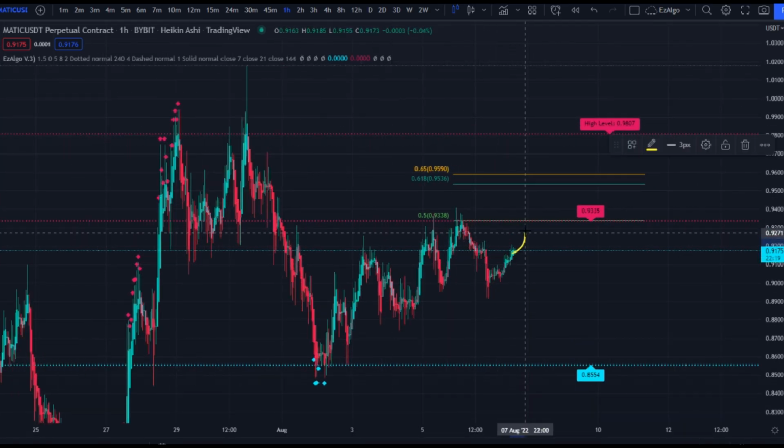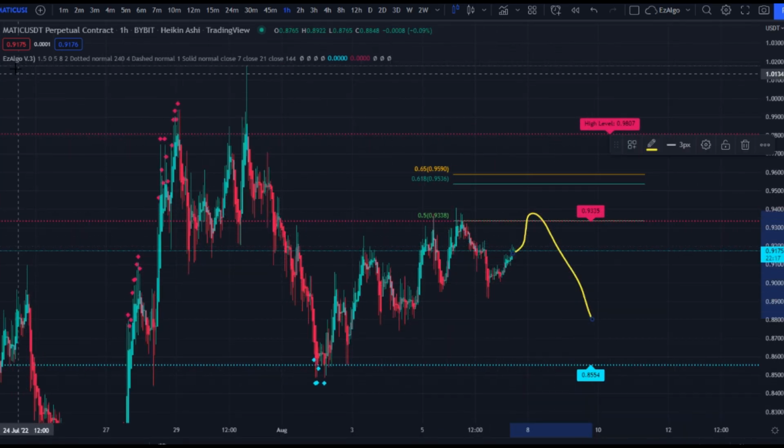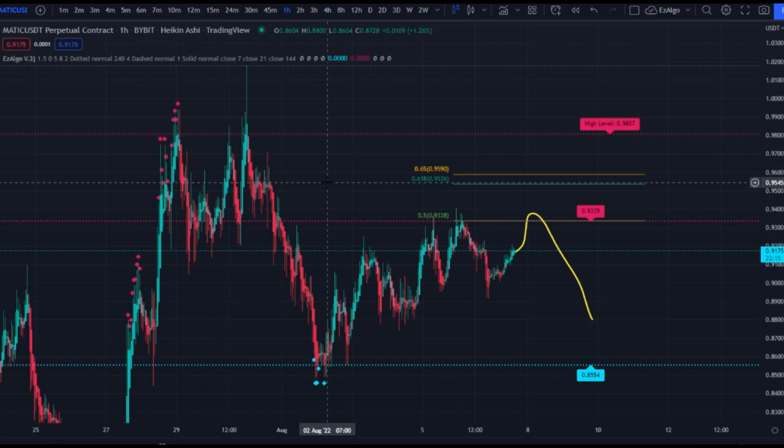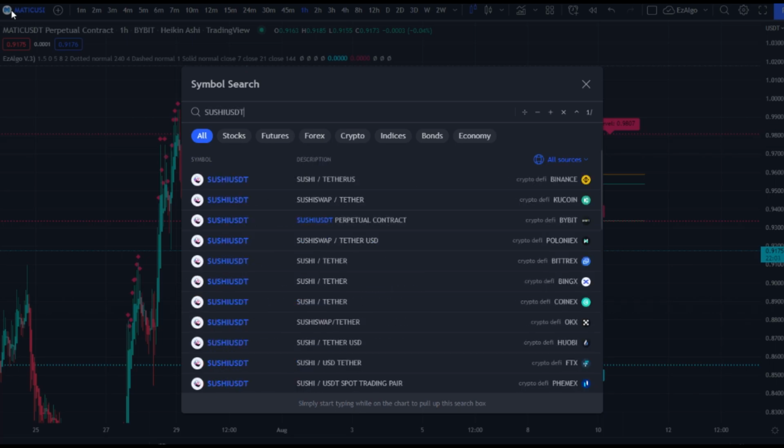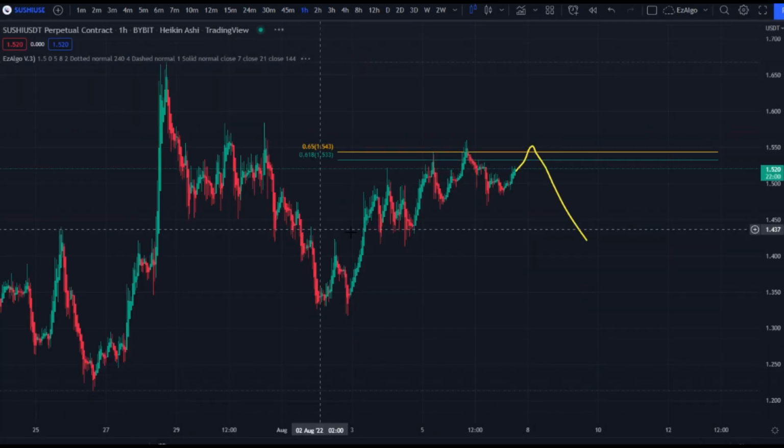Also, it's good to know that when you're trading on the 1 hour or above, you're not going to want to be using 50x leverage. If you're not scalping, use 10 or 20x leverage. You don't have to be using a ton of leverage, and have your invalidation levels in place before you enter a trade. Let's go to Sushi USDT and see what's up with Sushi.